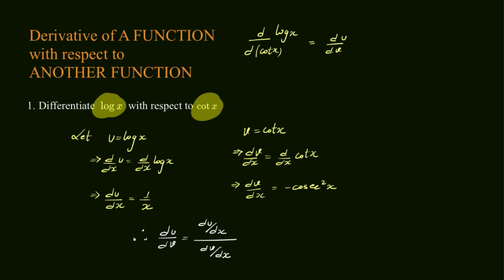Here we can think that this dx and dx will get cancelled. So this will be equal to the value of du over dx, which is 1 by x, and dv by dx, which is minus cosec square x. And hence I will have minus 1 by x cosec square x. Or else, since 1 over cosec is sin x, we can write minus sin square x by x also.